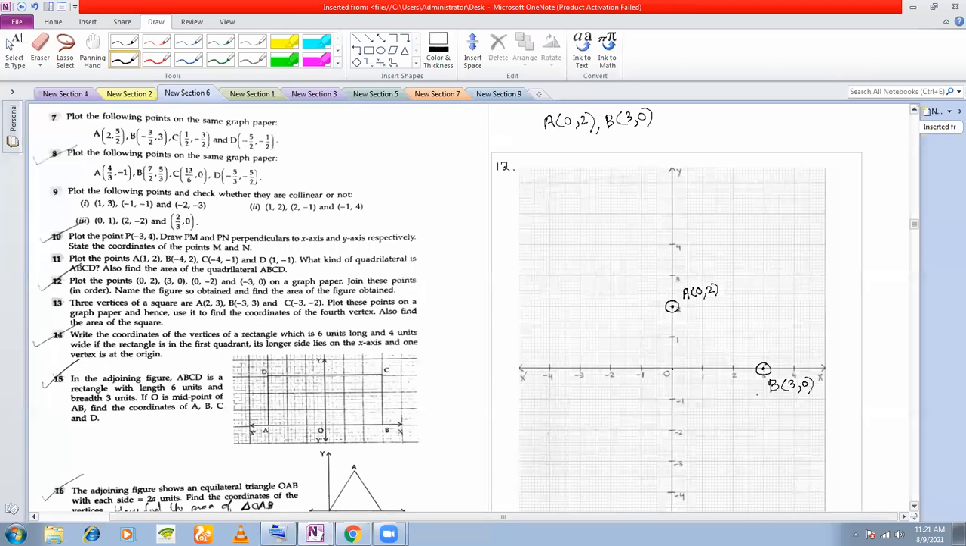Next point given here is 0, -2. Again, x coordinate 0 lies on the y axis. So 0, -2 will be here. Let's call this point C. C 0, -2. Okay. And you have a fourth point given, -3, 0. Where will -3, 0 be? -3, 0 will be here. Let us call this point D. -3, 0.